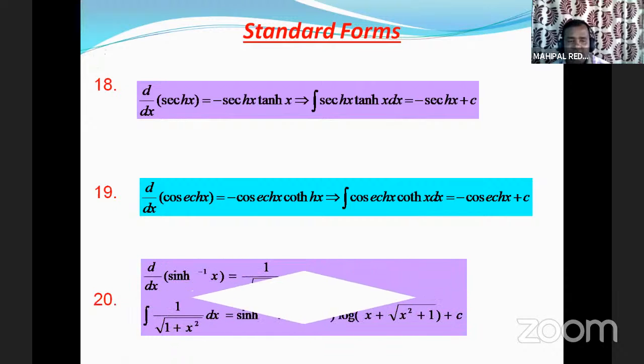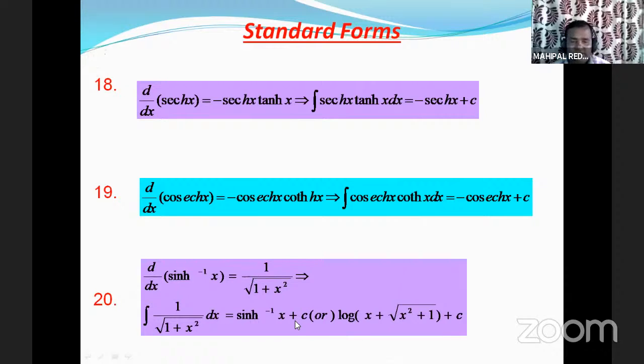Next, what are inverse hyperbolic functions. So the derivative of sinh inverse x equals 1 by under root of 1 plus x square. The sine inverse function derivative is 1 by under root of 1 minus x square, and for the hyperbolic function, sinh inverse x, it is 1 by under root of 1 plus x square. That implies the integration of 1 by under root of 1 plus x square equals sinh inverse of x plus c.